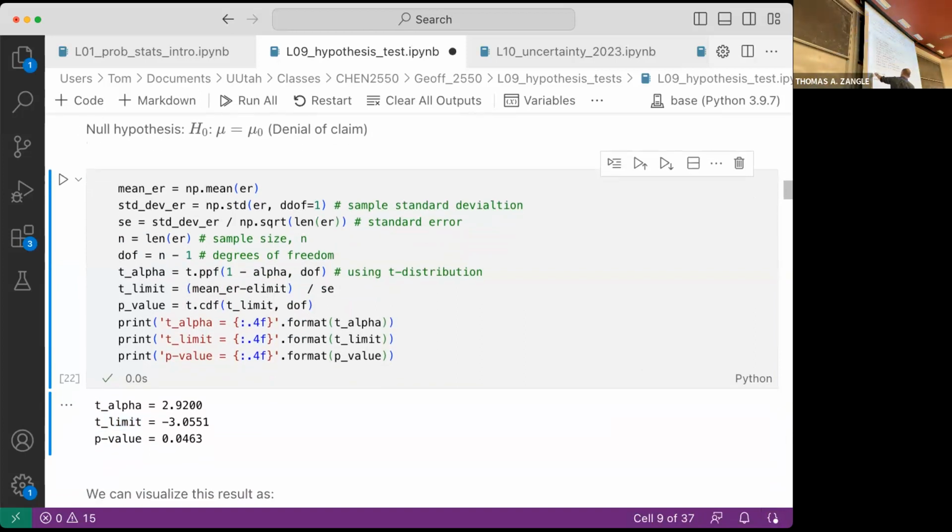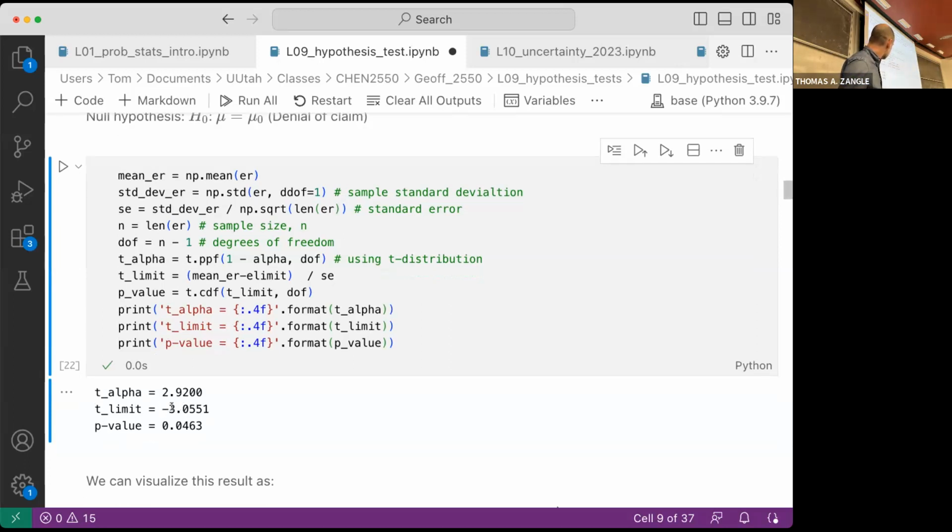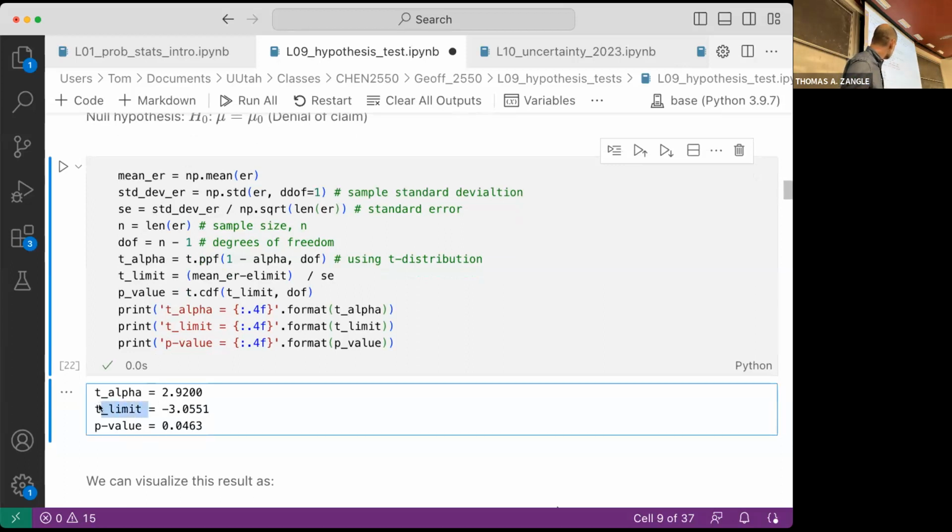Sorry. So we have two different values of the t statistic shown here. One is t alpha. This is the value of the t statistic for our defined alpha value, in this case 0.05. We can think of this as how far away from the center of the t distribution we would need to be in order to fail our test. And we have our t limit value here, which is the value of the t statistic that we actually get when we plug in the observed mean, so how far away our observed mean is from the center of the t distribution. From our actual observed value of the t statistic, we estimate the p-value. In this case, it's 0.0463.